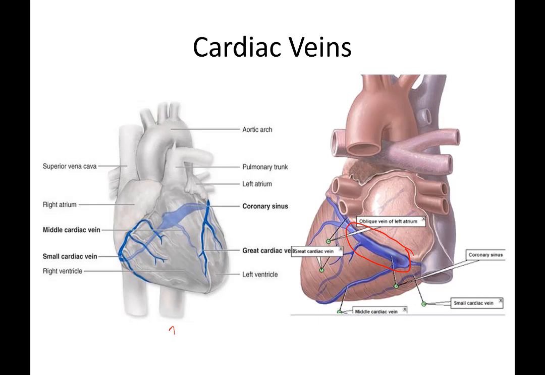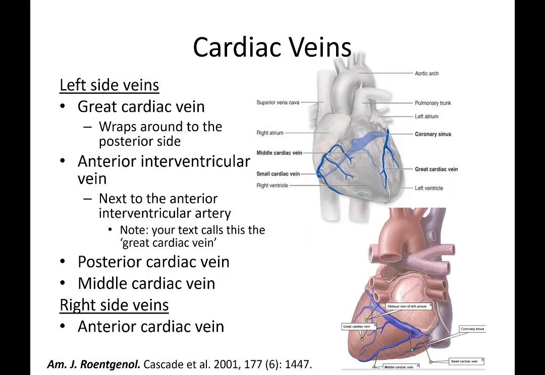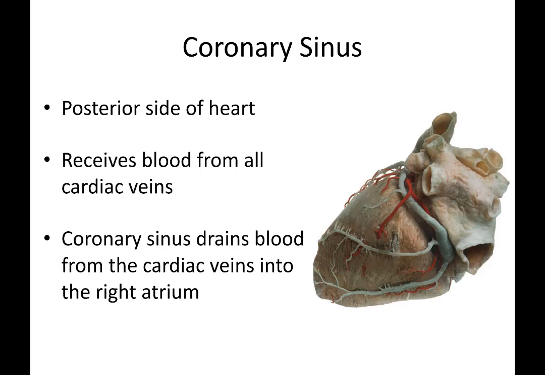The coronary sinus is where all the old blood from the heart drains into, and then it will deliver it directly to the right atrium so that it can go through the circulation and get back up into the lungs and reoxygenate. Here's a list of a number of cardiac veins. For the purposes of our Bio 202 exam, you'll just need to know about the coronary sinus. It's going to be on the posterior side of the heart. It receives blood from all of our cardiac veins, and it's going to drain directly into the right atrium.